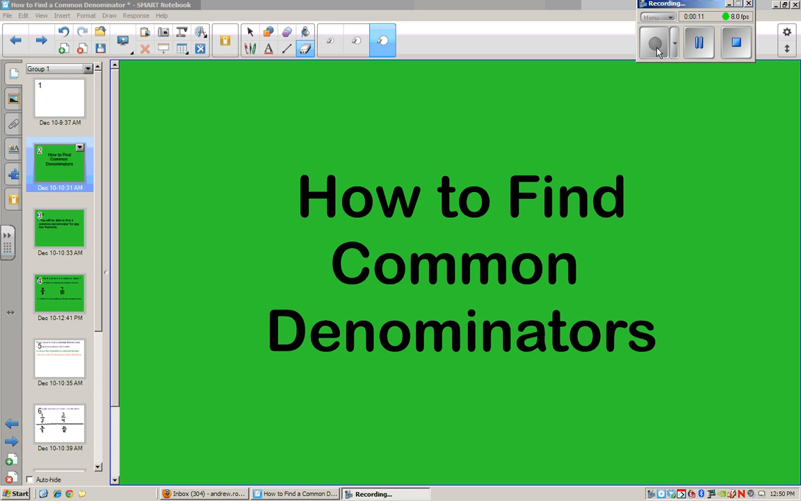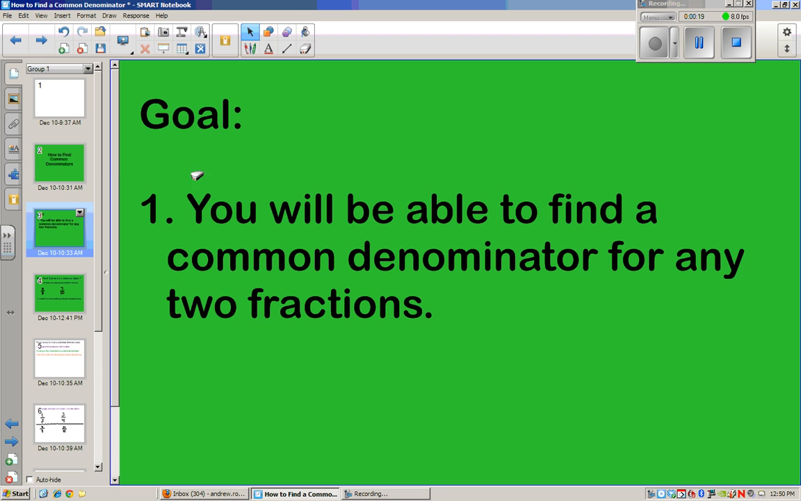We are working on fractions right now, and today's lesson is about how to find a common denominator. We've got one goal today. That goal is that you will be able to find a common denominator for any two fractions.